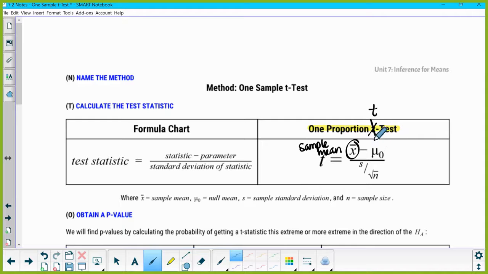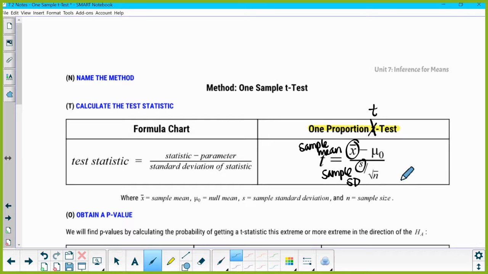Then we have our null proportion, which is going to come from the question. Generally, it will be the expected claim that they say they think is occurring. Like they say the national average is 50%, or the national mean is 50. Mu naught would be 50. S is our sample standard deviation, and then over the square root of n.